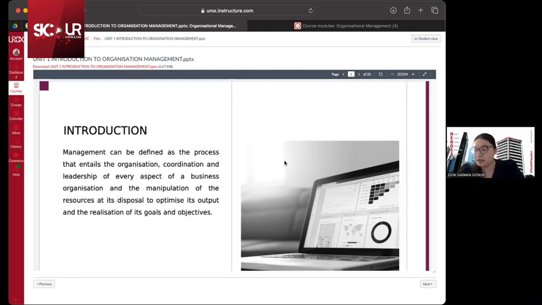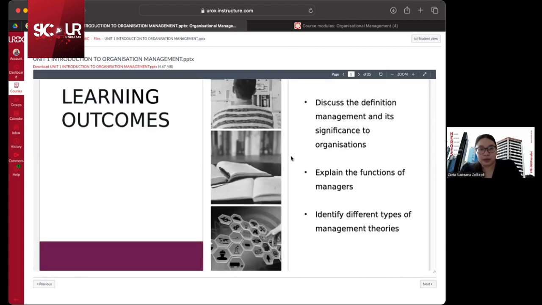Contohnya, if you are an academic institution, one way to serve society is to produce quality graduates, and then these graduates will contribute to organizations later. So in this topic, we are going to learn about the definition of management, functions of a manager, and different types of management theory.